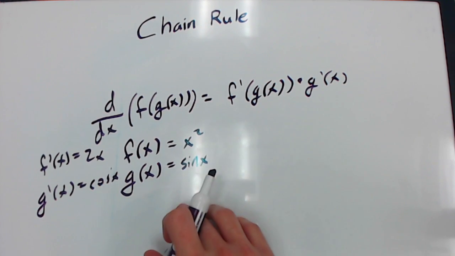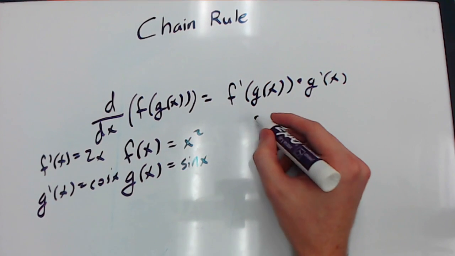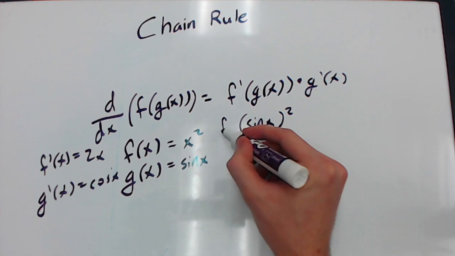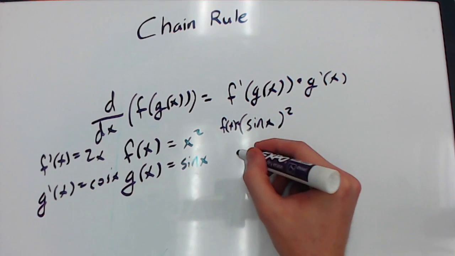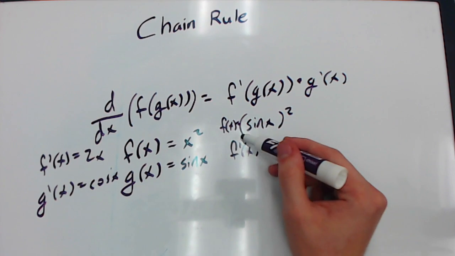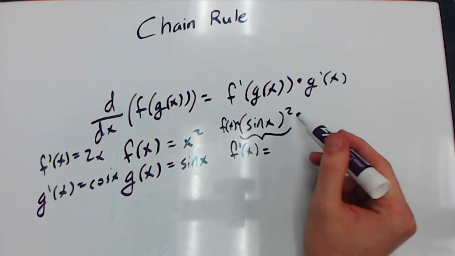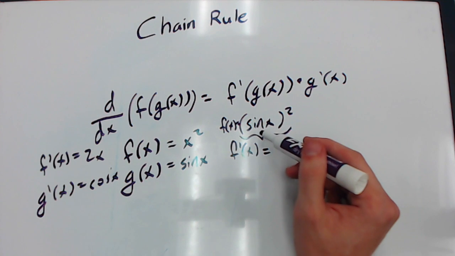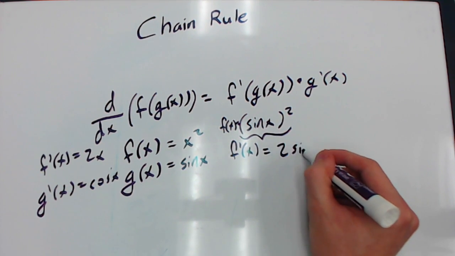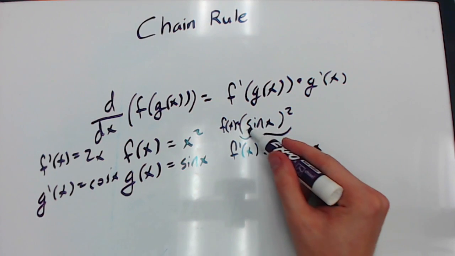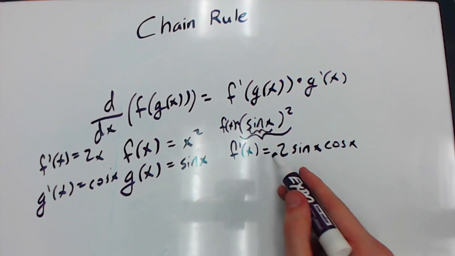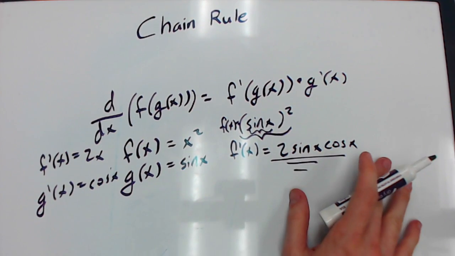Now, to apply it to chain rule, what if we had a function that said sine of x squared? Well, to take the derivative, we would do the derivative of the outside, treating the inside, the sine of x, as if it's just x. So we'd bring down the 2 like we do in power rule, leaving the inside the same, and then multiply the outside by the derivative of the inside, which would be cosine of x. And that would be our answer.